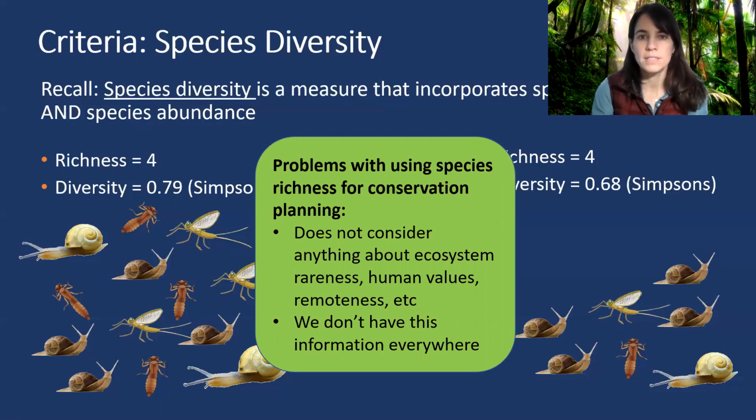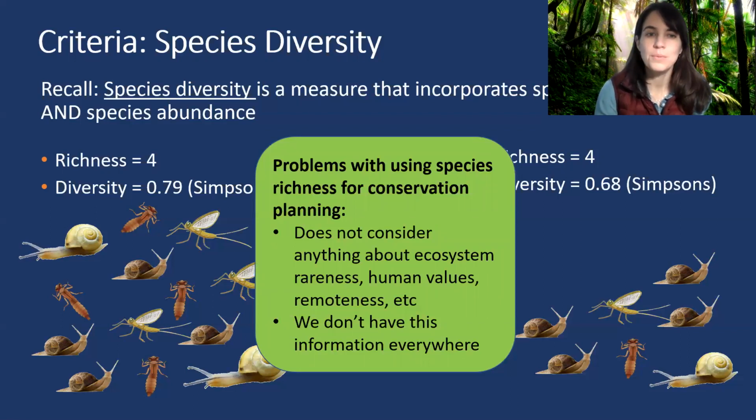When you think about what areas to protect, you probably also want to think about not just species diversity, but what about ecosystem rareness? Is that a system? What about human values? Do people have a cultural value for this ecosystem? Do people get a lot of ecosystem services from this ecosystem? And also things like remoteness. Is this in a really wild place? We want to protect it for that reason.